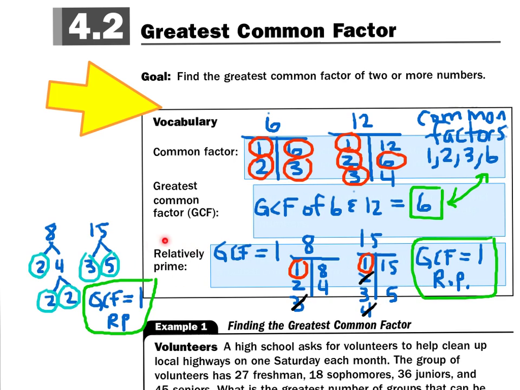Now the word's relatively prime. That's kind of cool. That means when you're comparing two numbers, let's say 8 and 15, that the only thing they have in common is 1. There's no other number that they have in common.